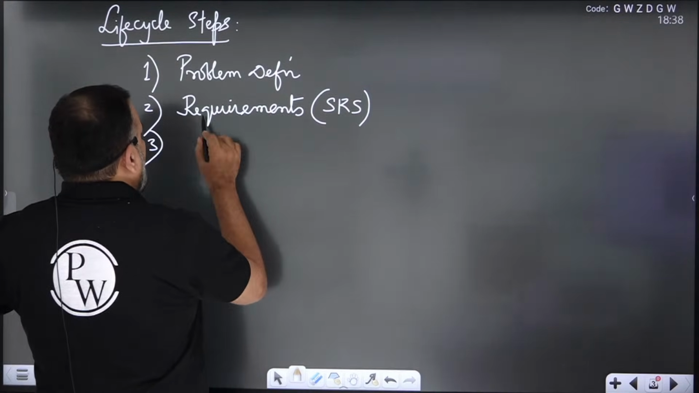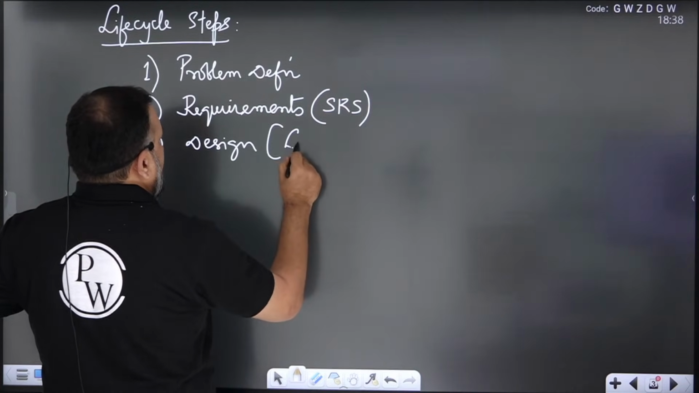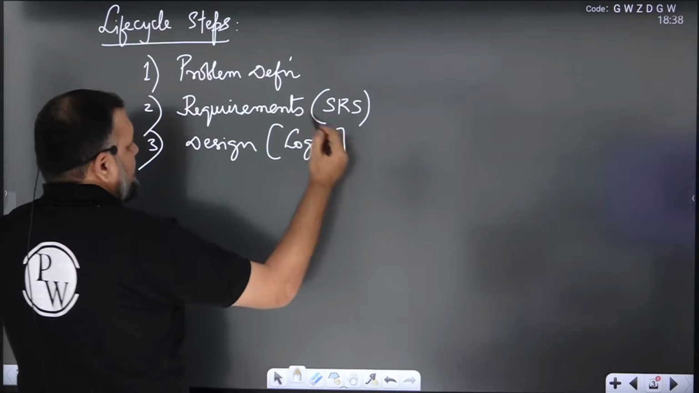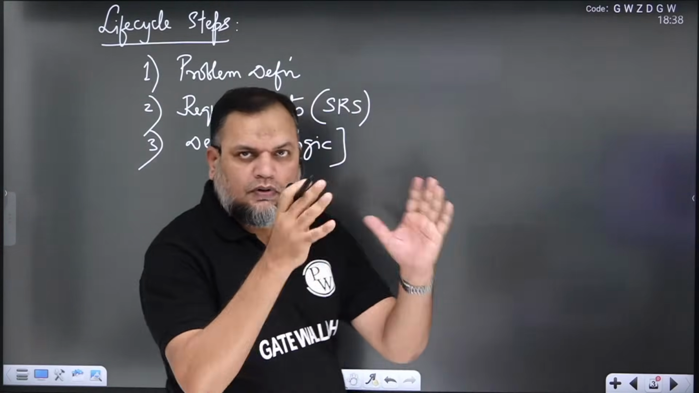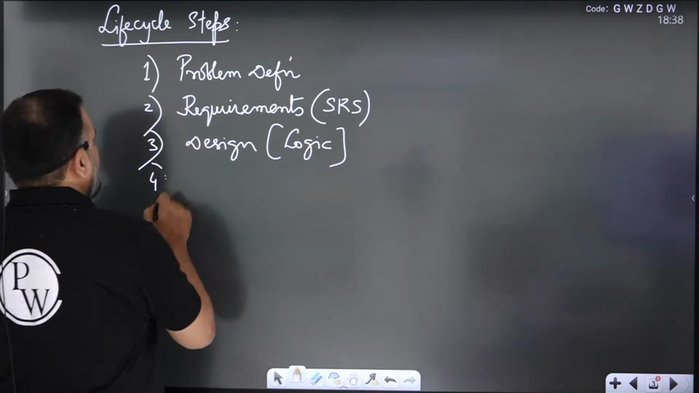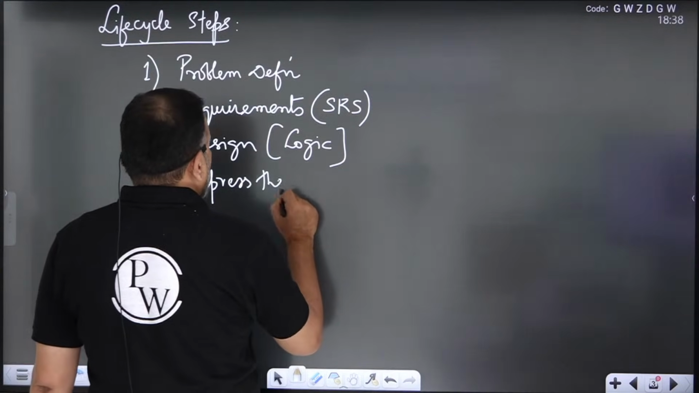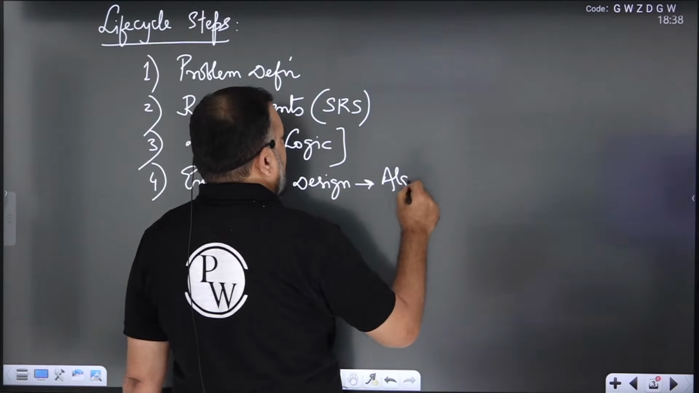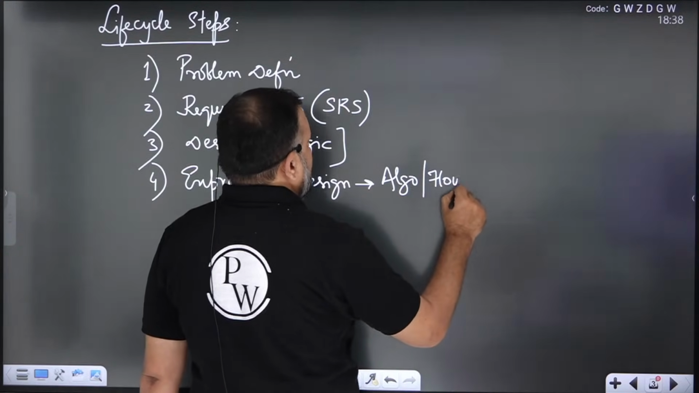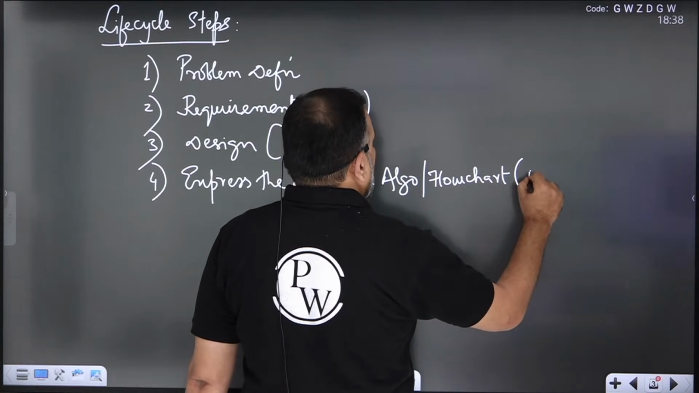फिर after the requirements have been identified, you think of the design, you think of the logic, the mechanism. क्या logic होना चाहिए, कौन सा design होना चाहिए for solving your problem. Then fourth step you express your design in the form of either algorithm or maybe in the form of flow chart. तो ये statement पे और ये step पे आप बोलेंगे algorithm development.